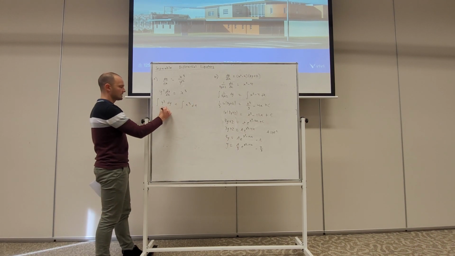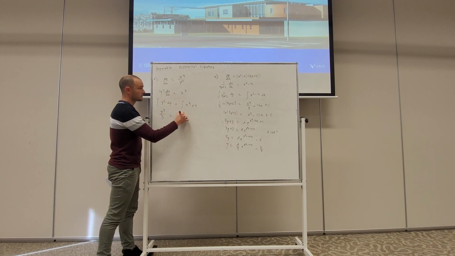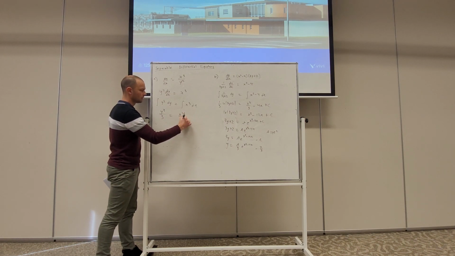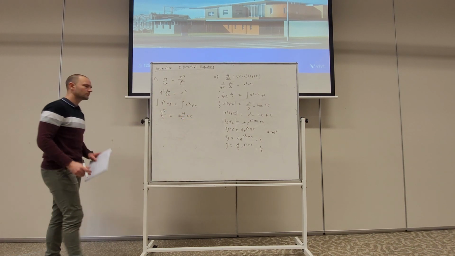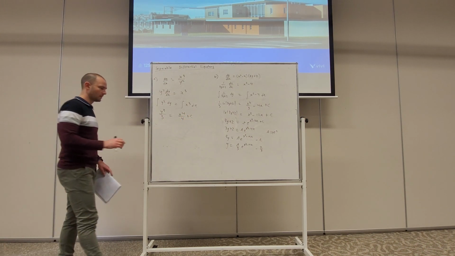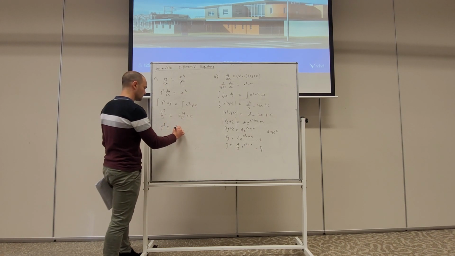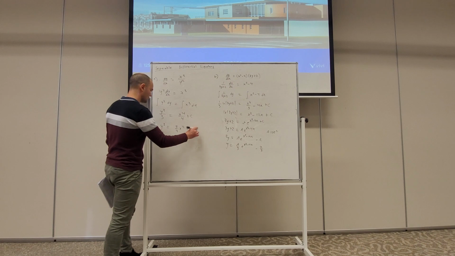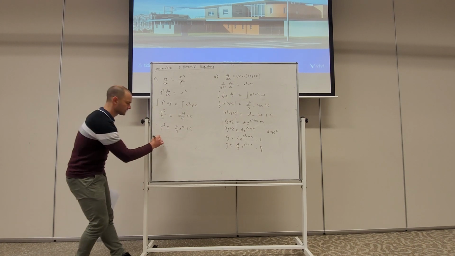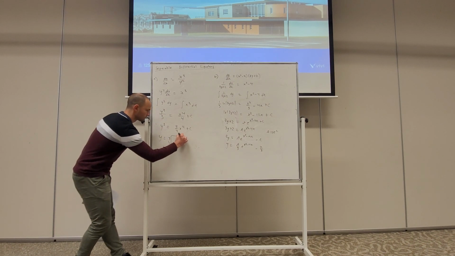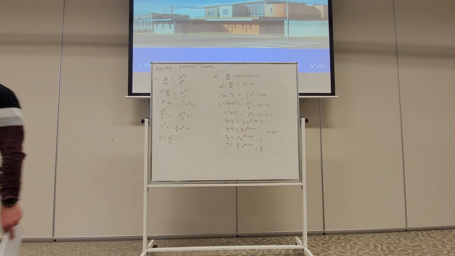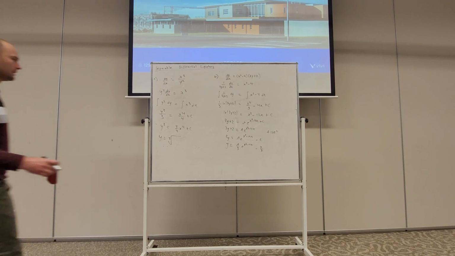Alright, so we get y to the 3 on 3 equals x to the 4 on 4 plus c. Multiply both sides by 3. And then cube root both sides. Maybe I'll just emphasize that point again rather than leaping over that.